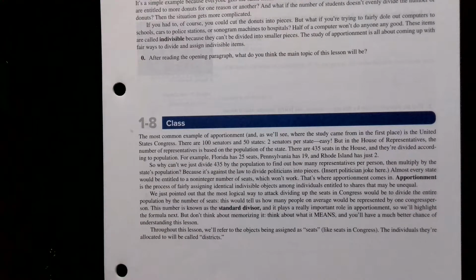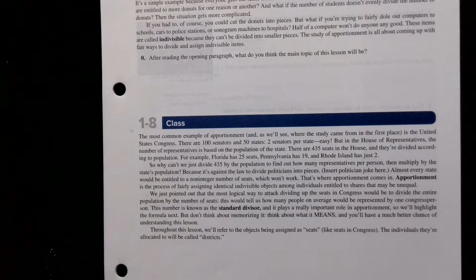It says here, the most common example of apportionment, and as we'll see where the study came from in the first place, is the United States Congress. There are 100 senators in 50 states, 2 senators per state, easy. But in the House of Representatives, the number of representatives is based on the population of the state. There are 435 seats in the House, and they're divided according to population. For example, Florida has 25 seats, Pennsylvania has 19, and Rhode Island has just 2.